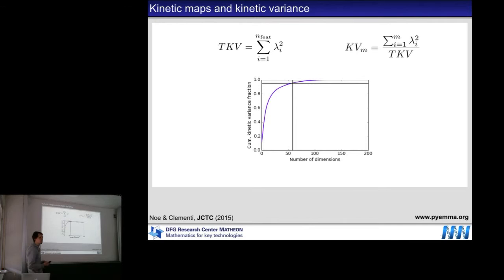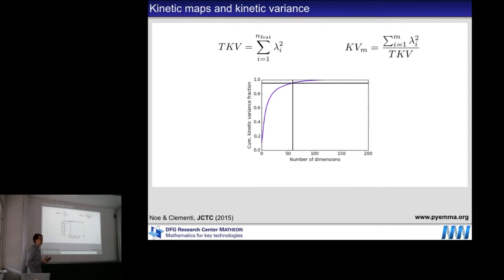This diffusion distance also allows us to define a criterion for how we can select the number of TICA eigenvectors to keep. For this, we define what is called total kinetic variance. We just sum up the squared eigenvalues from the TICA problem. In this way, we measure the contribution of each of the eigenvectors to the whole kinetic distance. And that seems to be a very suitable criterion to make a cutoff.